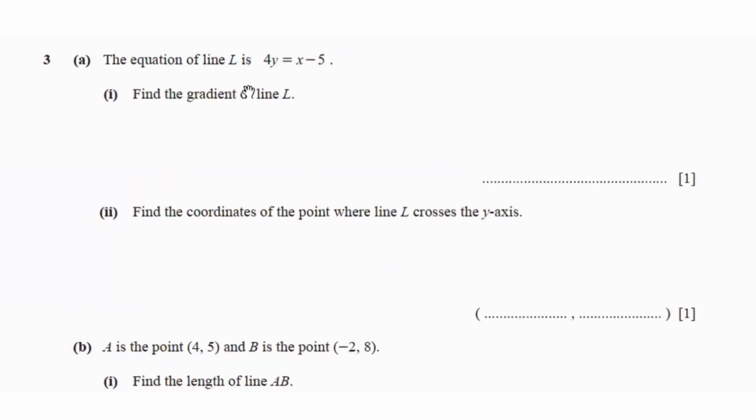The equation of line L is 4y equals to x minus 5. Find the gradient. So what we'll do is we'll make y the subject and convert it into slope-intercept form, which is y equals to mx plus c. So that's going to be x over 4 minus 5 over 4. Since the coefficient of x is our gradient, the gradient of line L is 1 over 4.